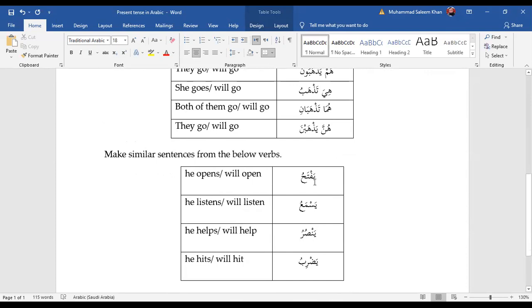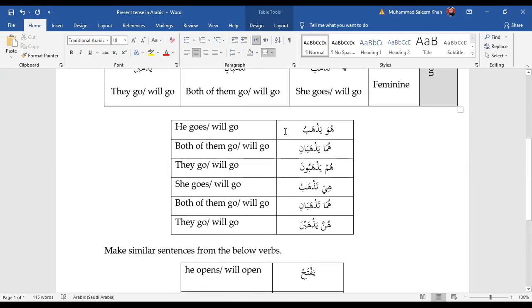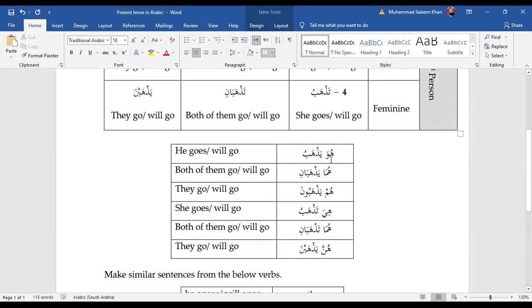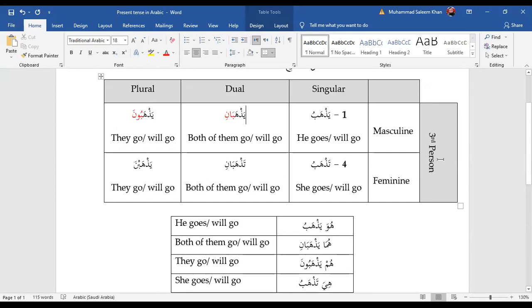Now what you have to do, yaftahu, yasma'u, yansuru, and yadribu. You have to write similar kind of sentences based on the pattern that you have seen over here. So first we will practice for the third person. Then we will practice for the second person, and then we will practice for the first person. And then it will become complete 14 forms. And inshallah, once you know how to make 14 forms for one verb, you can make 14 forms for 100,000 verbs, no problem.